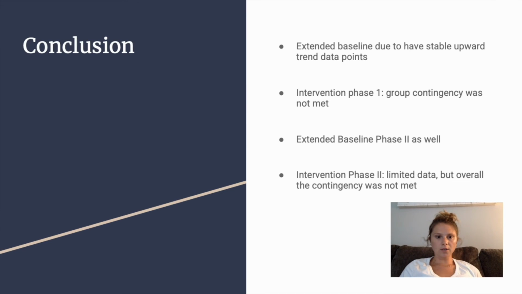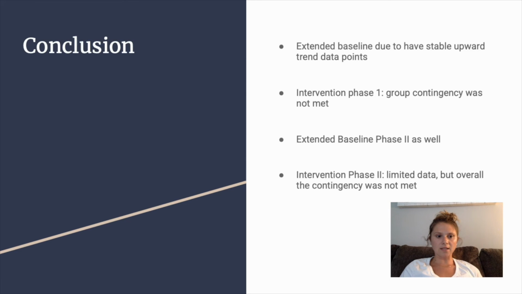The conclusion of the results are the following. For most of the group members, extended baseline was needed in baseline phase 1 to achieve stable data. Then intervention phase started once the individual person had stable data.